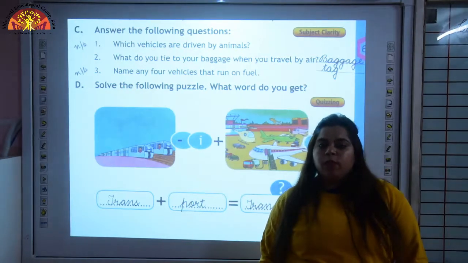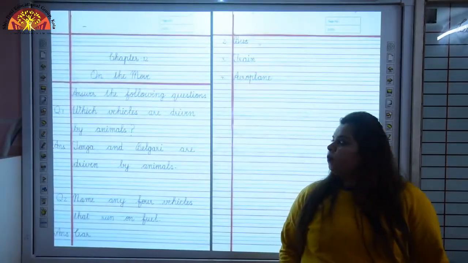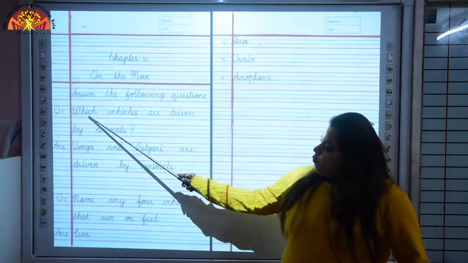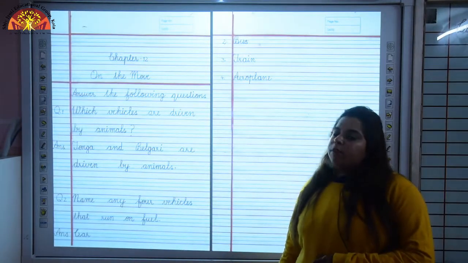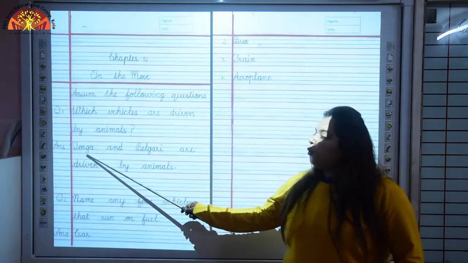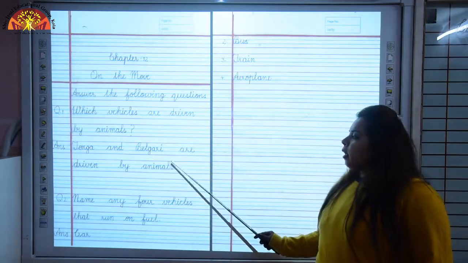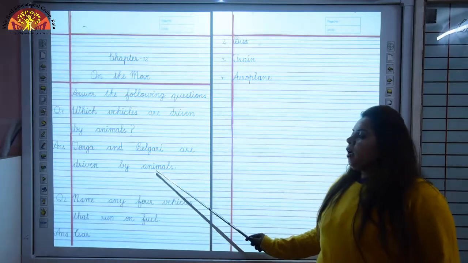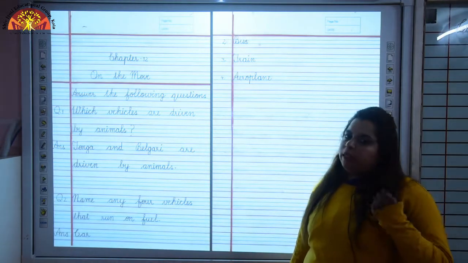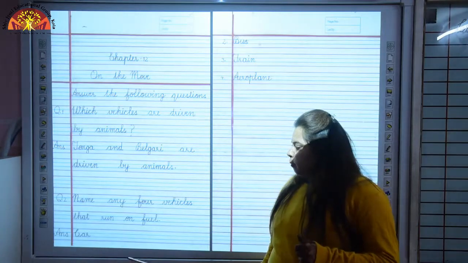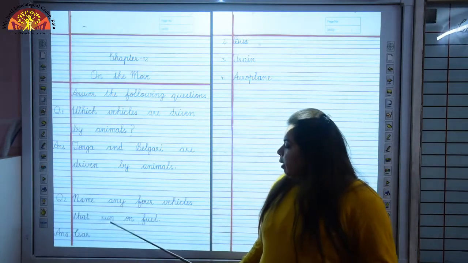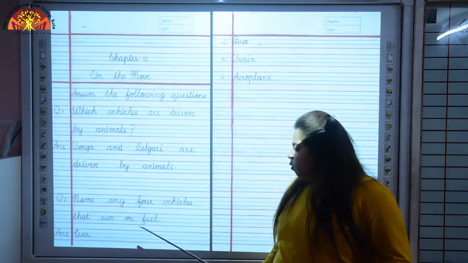Now let's switch to its notebook work. Which vehicles are driven by animals? Answer is tonga and balgadi are driven by animals. Tonga, T-O-N-G-A, tonga, B-E-L-G-A-R-I, balgadi.